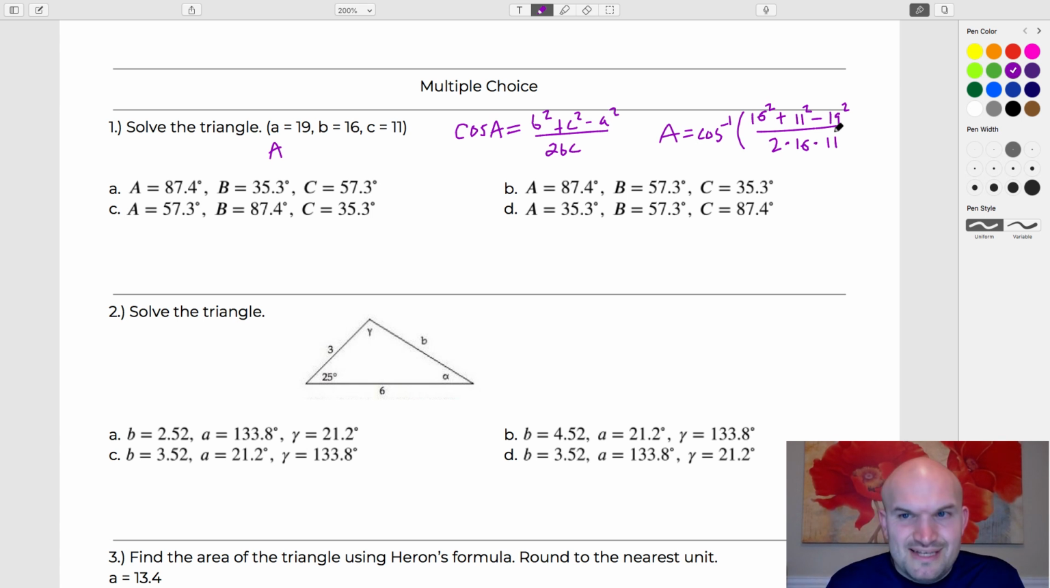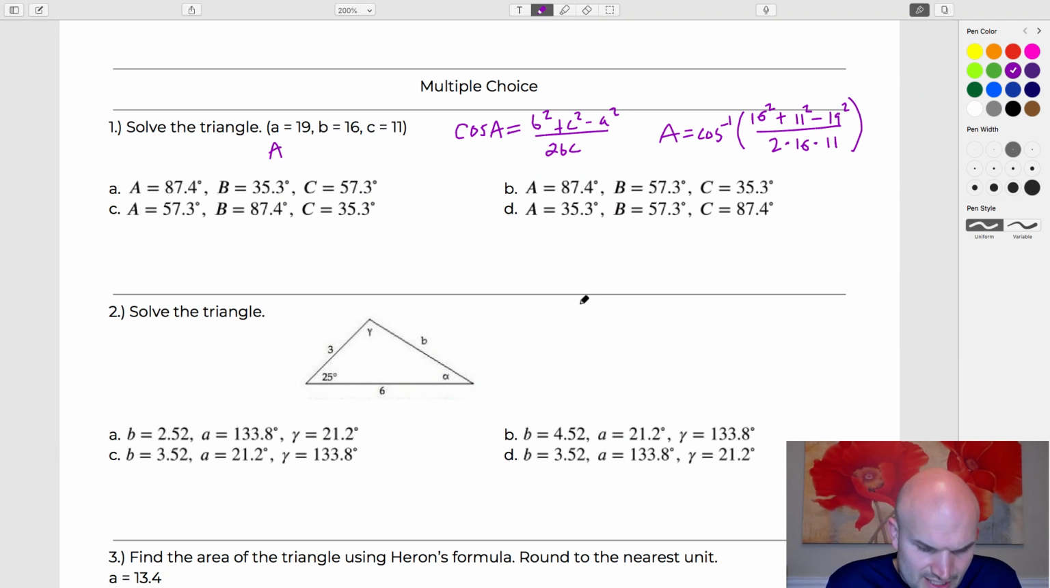Actually, you know what? Let's save some time. I already did this. I've got to type this in my calculator anyway, so I've got to store this. So let's just do it. 16 squared plus 11 squared minus, parentheses, 19 squared, and then divided by 2 times 16 times 11.